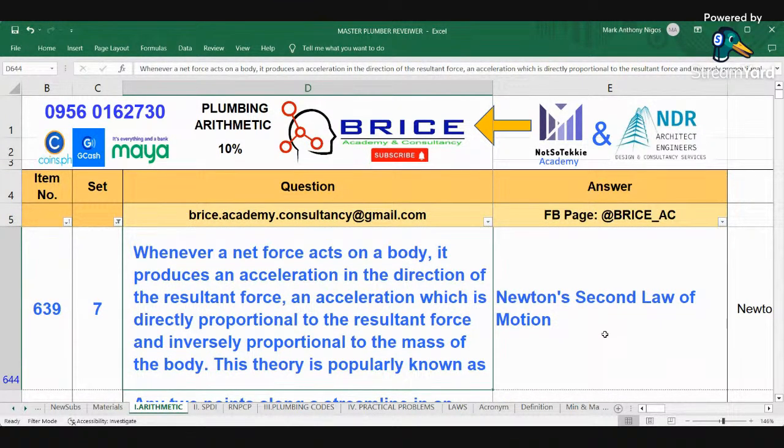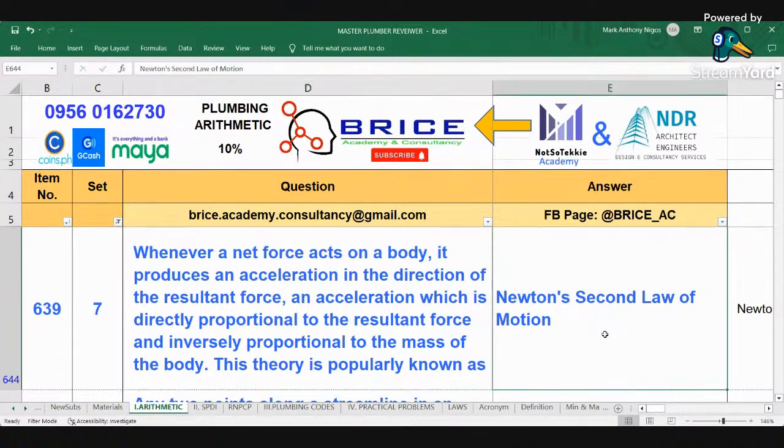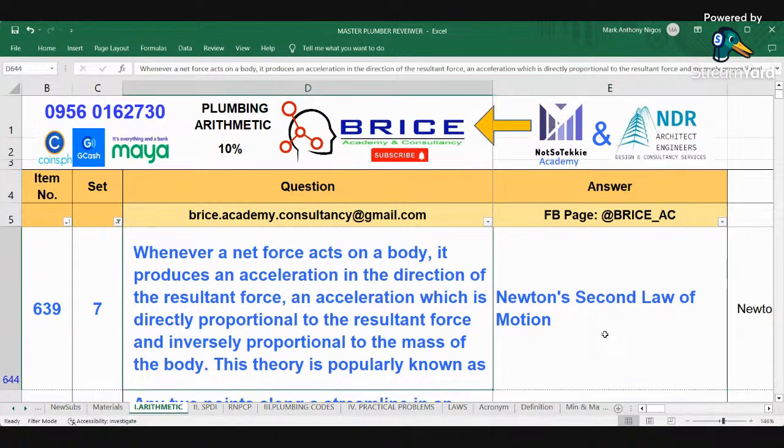Whenever a net force acts on a body, it produces an acceleration in the direction of the resultant force. An acceleration which is directly proportional to the resultant force and inversely proportional to the mass of the body. This theory is popularly known as, the answer is Newton's second law of motion.